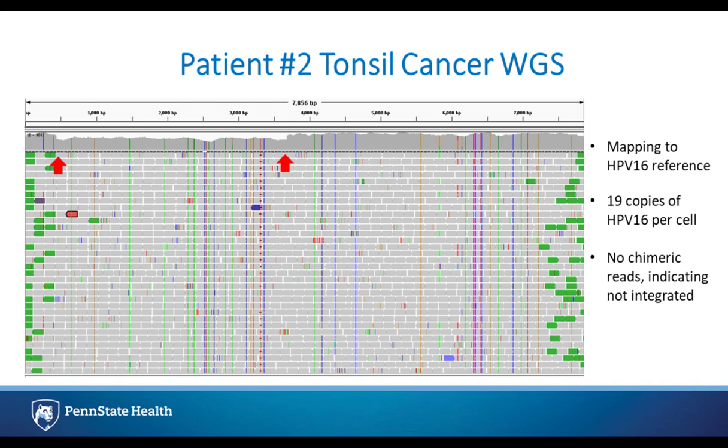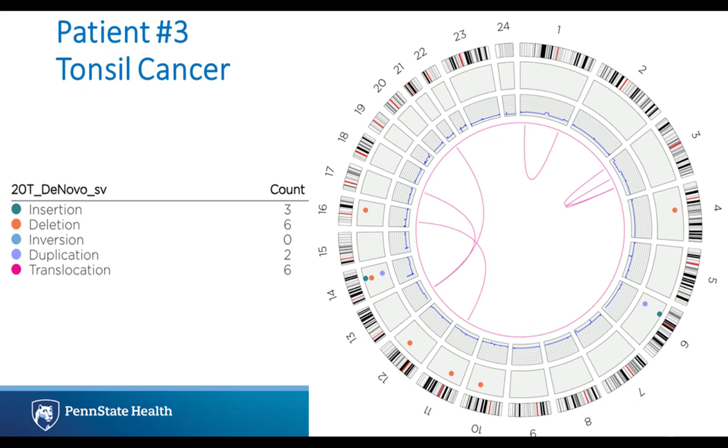In the region between the red arrows, you can see some areas of decreased mapping to the HPV reference, but there's no chimeric reads, and so it's not integrated, and so we therefore think that this is more likely to be an episomal form.